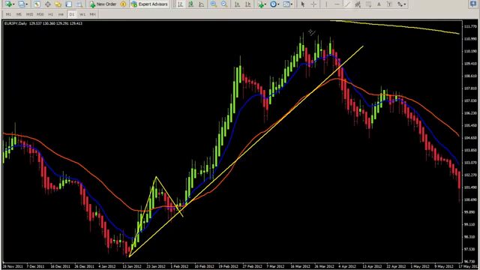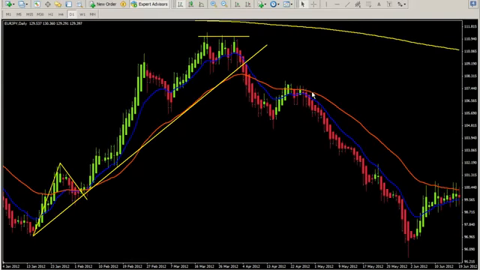3 tops here, a nice topping formation on the daily chart, and then a break of the 36 EMA. And look what happens afterwards. Again, the same story. The price creates nice big red candles, breaking the 36 EMA. You have a crossover of the 12 and the 36.